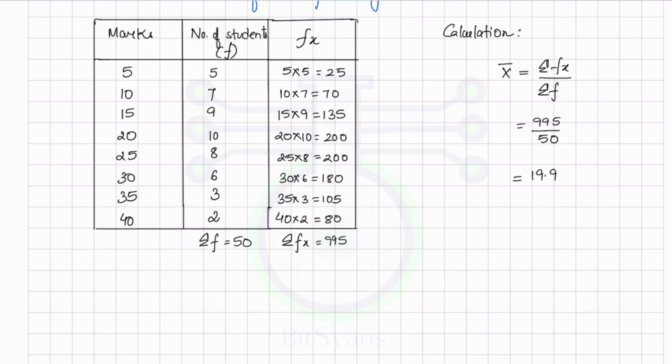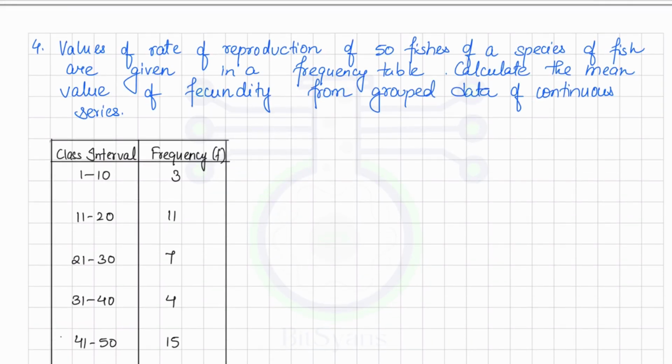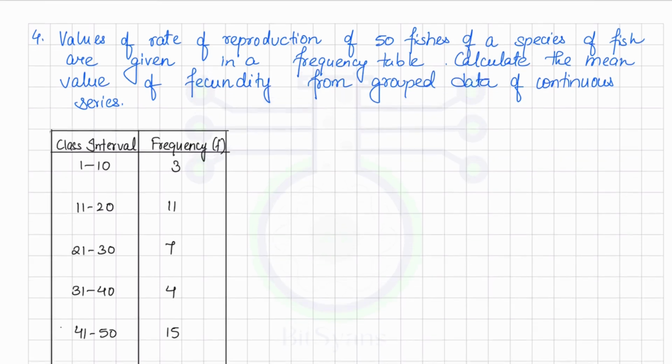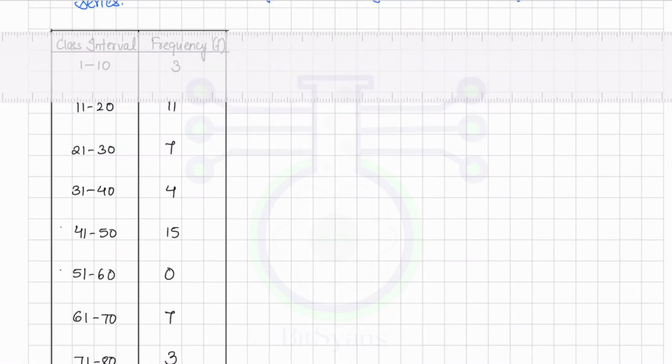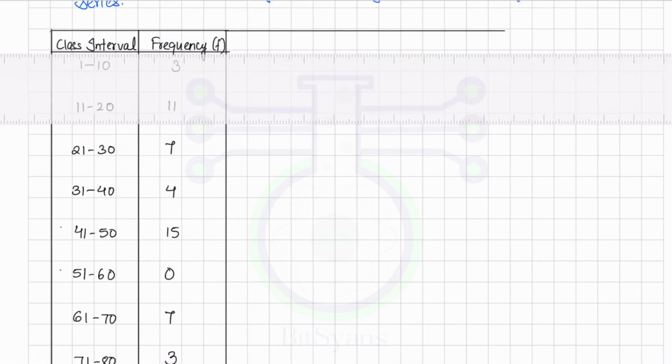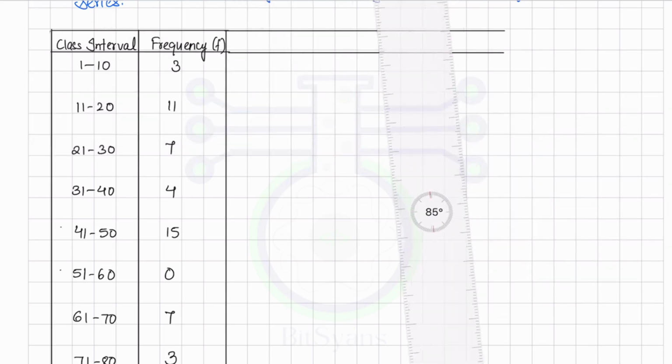Now let's look at another example from the arithmetic mean of grouped data, continuous series, where we are going to see class intervals. So the question is: values of rate of reproduction of 50 fishes of a species are given in a frequency table. Calculate the mean value of fecundity from grouped data of continuous series. So in the question, just be careful about whatever is mentioned. If it is mentioned continuous series, you need to know which formula needs to be applied.